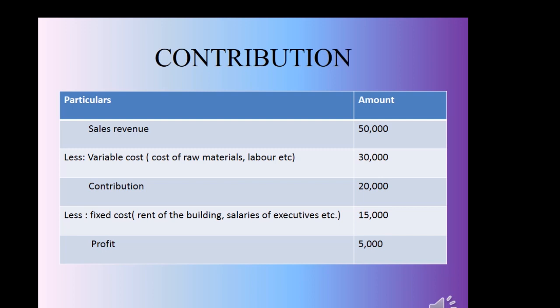When we further deduct fixed cost from contribution, that is rent of building, salaries of executives, etc., 15,000, the resultant is 5,000, that is profit. So, profit plus fixed cost is equal to contribution, and contribution plus variable cost is sales revenue.